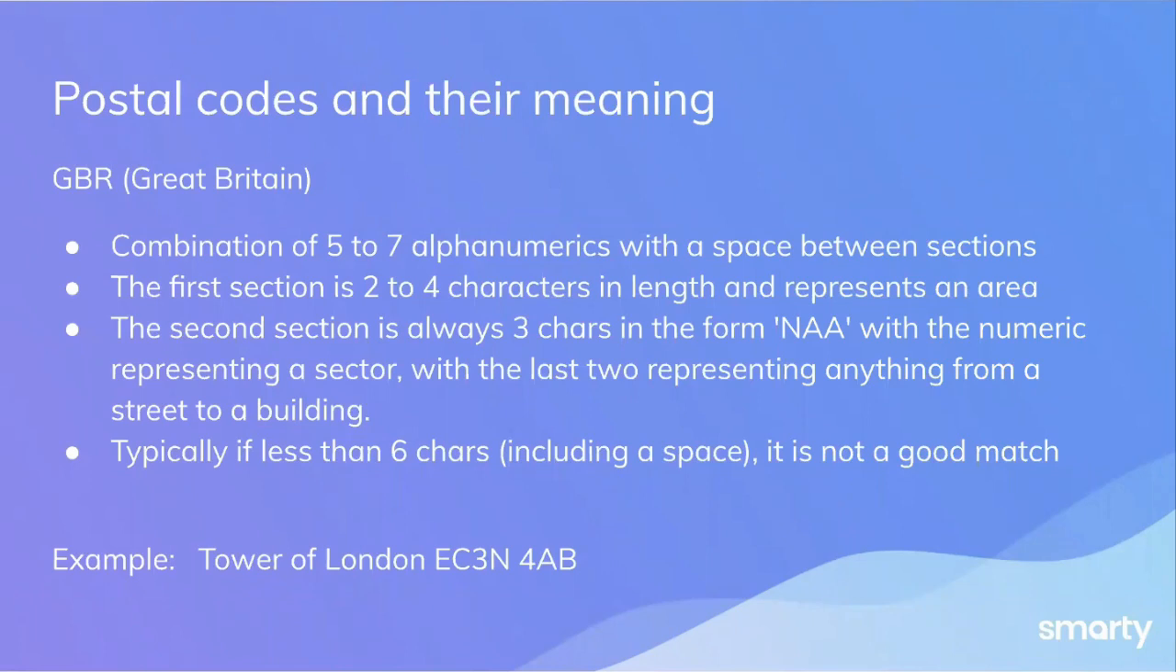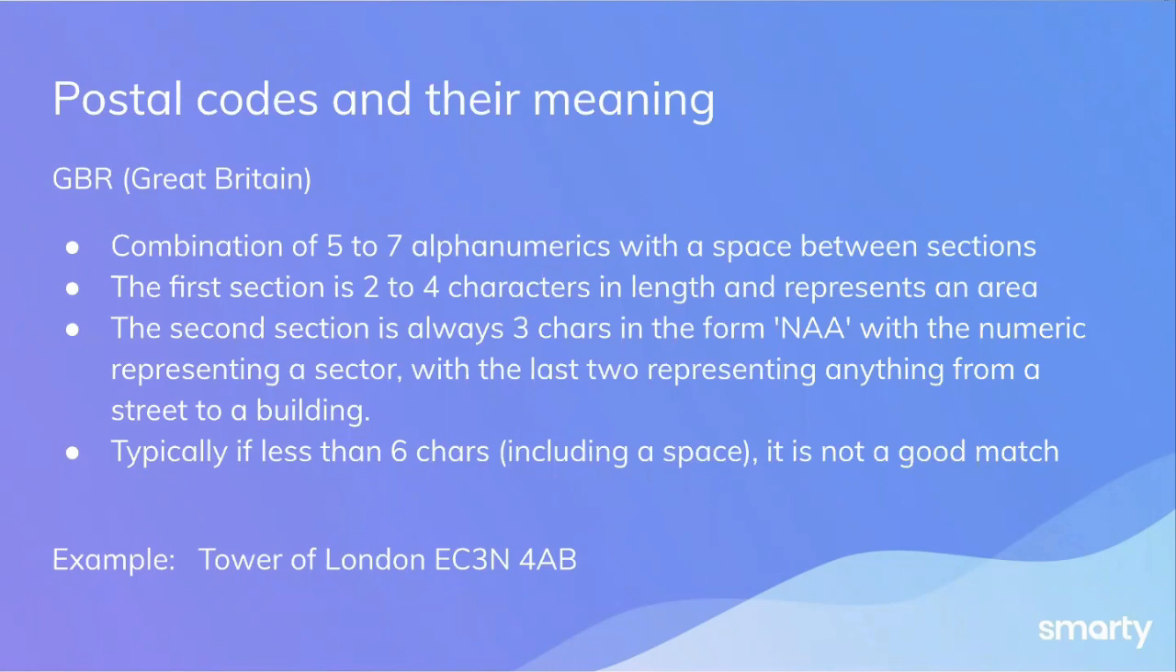If you get a Great Britain postal code that's less than 6 characters long, including the space, chances are it's not a good match. You want at least 6 or 7 characters, not including the space. Including the space, it would be 8, in order to know that it's a good address match. For example, the Tower of London, EC3 N4AB, is good enough to get down to the Tower of London. Anyway, so that's Great Britain postal codes.